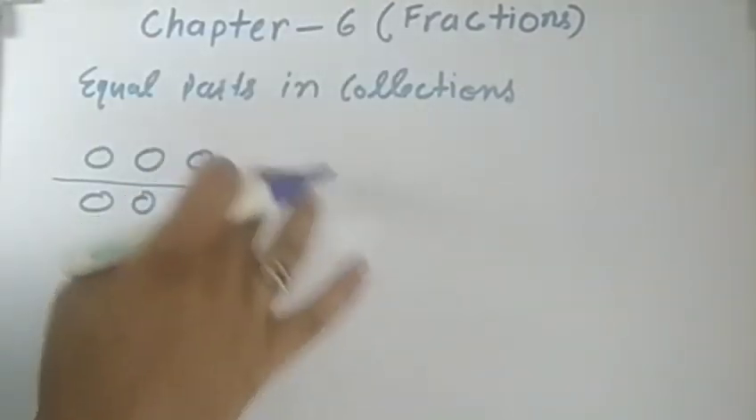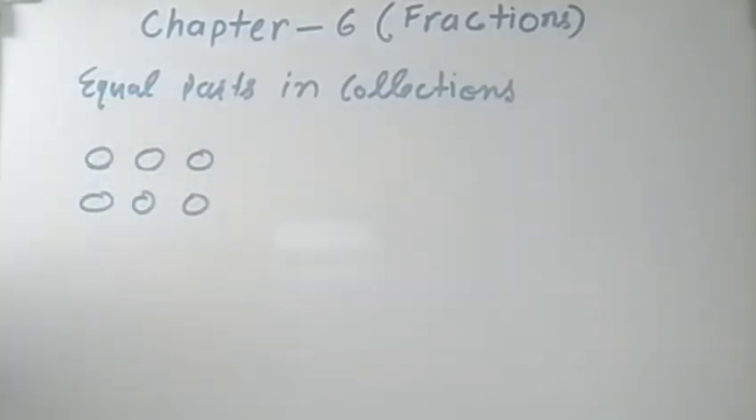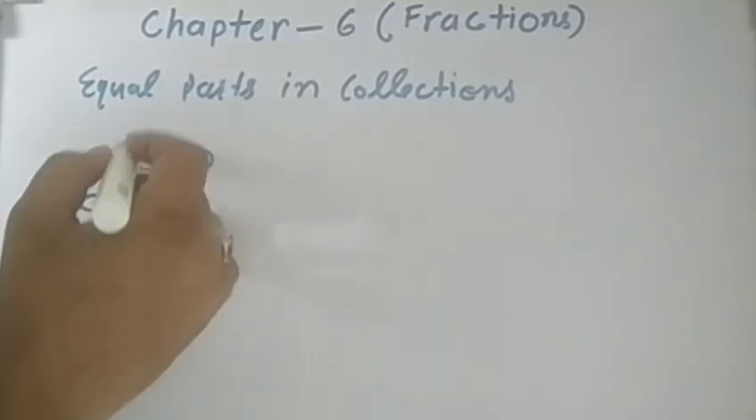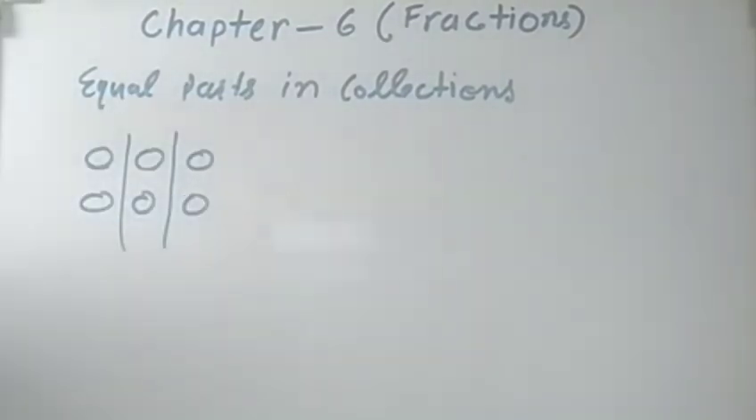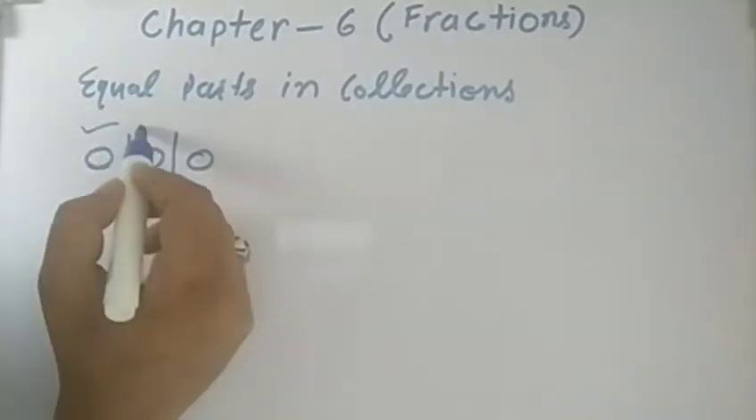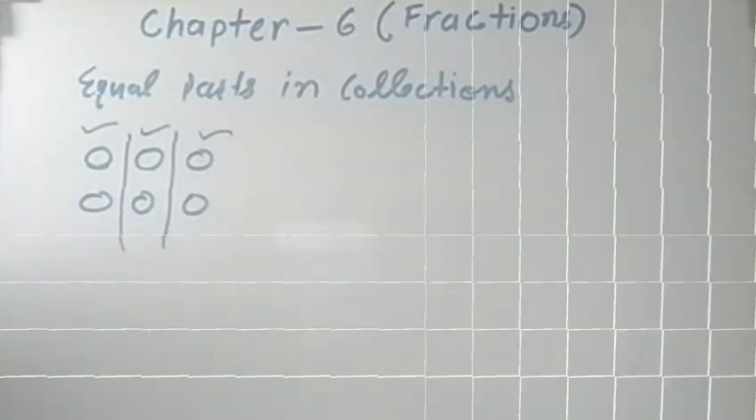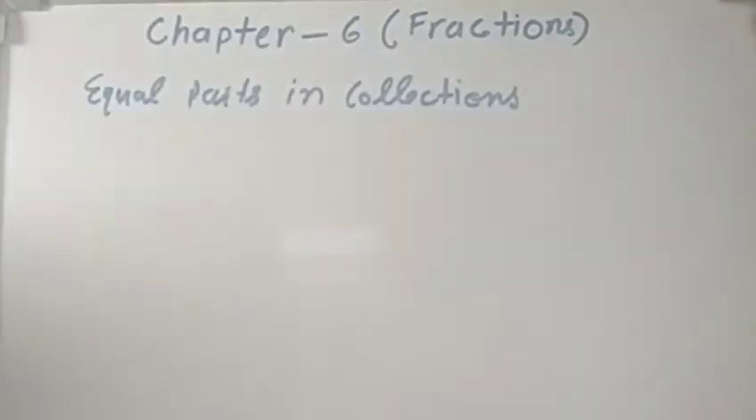Similarly, if I have to divide this arrangement into 3 equal parts, in such a way that each part contains an equal number of balls, I can divide like this: 1, 2 and 3. So each part contains an equal number of balls. This is the first part, containing 2 balls, this is the second part, and this is the third part, and each part contains 2 balls. Let us take one more example.